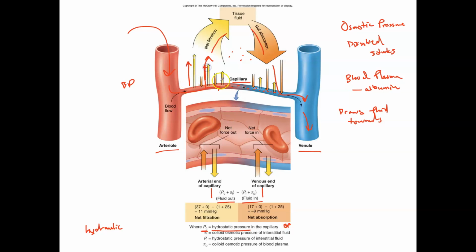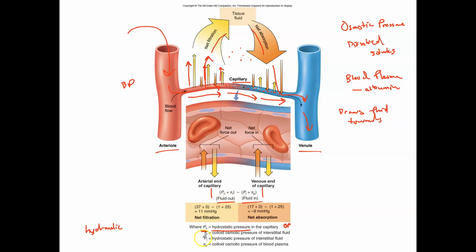Notice though that the arrows are getting smaller, because as you move through the capillary, the pressure within the capillary is going to go down. So there's a loss of pressure as we move from the arterial side to the venule side. But your blood pressure is basically the primary number that is forcing fluid out of the cardiovascular system.